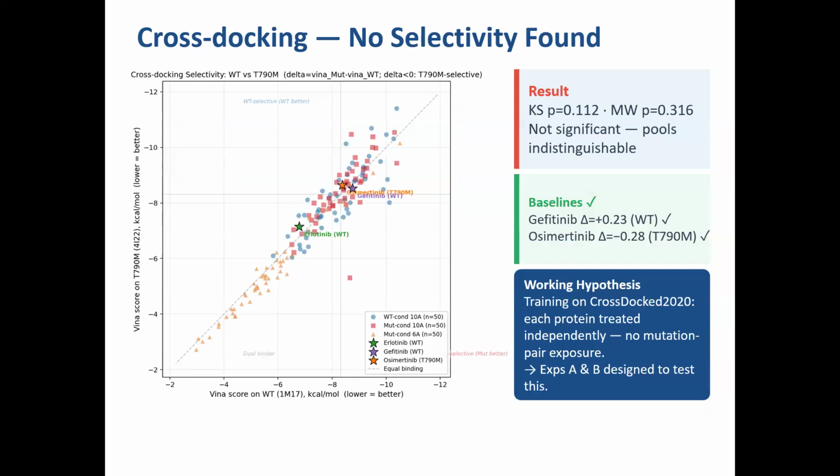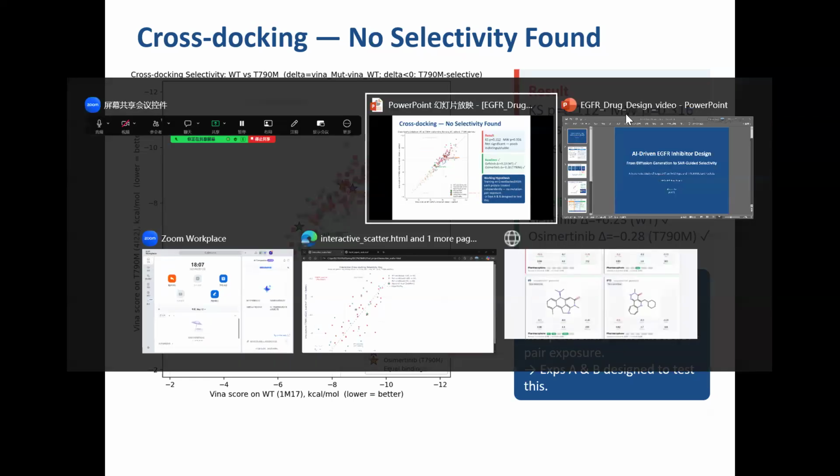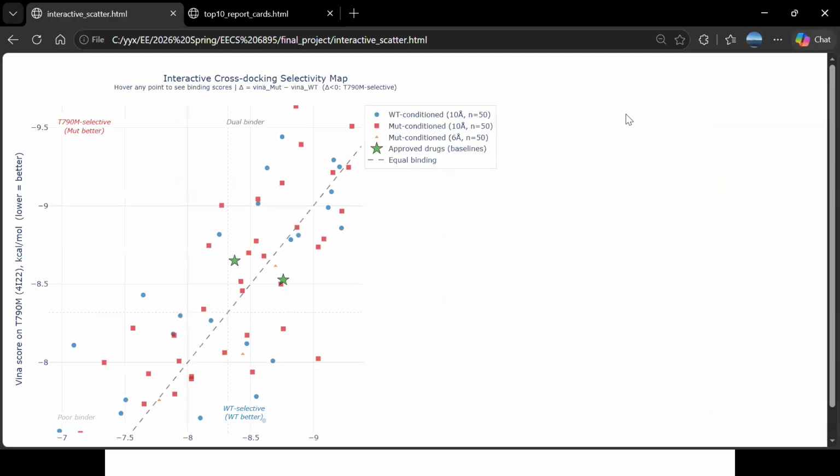The central result is that 153 molecules were docked against both pockets. If conditioning worked, the red T790M condition points would cluster above the diagonal. Instead, both pools overlap completely along the equal-binding line. On that side, baseline drugs behave correctly, so the pipeline is valid. The model just doesn't differentiate.